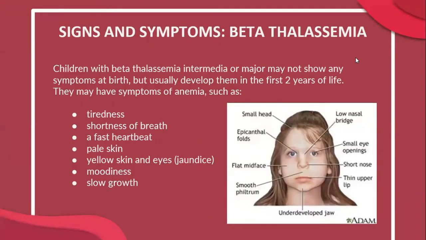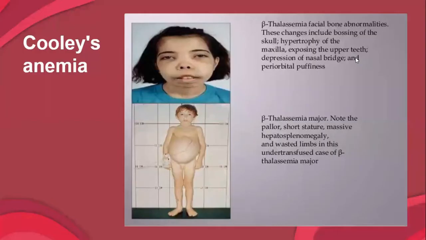Signs and symptoms are tiredness, shortness of breath, a fast heartbeat, pale skin, yellow skin or jaundice, moodiness, and slow growth. So this is what a person with Cooley's anemia looks like. They have bone abnormalities, usually in the skull, hypertrophy of the maxilla, exposing the upper teeth, depression of the nasal bridge, and periorbital puffiness. For their bodies, they have hepatosplenomegaly and wasted limbs in untransfused cases of beta-thalassemia major.